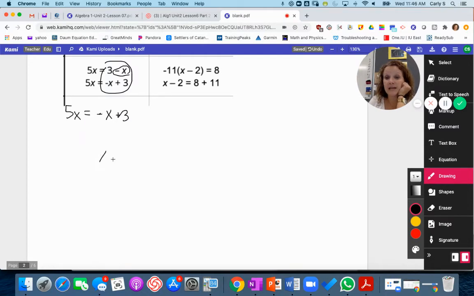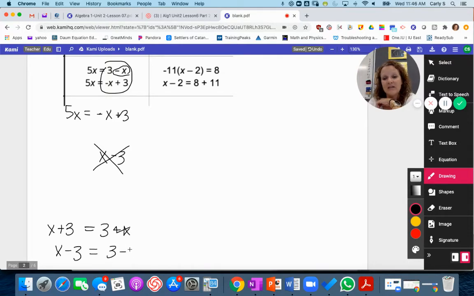Now, if I would have said x minus 3, that's not cool. I can't just willy-nilly change the order of things when they're subtracting. I can change the order of anything if I'm adding. But I cannot change the order of things just willy-nilly when I'm subtracting. That's not equal.